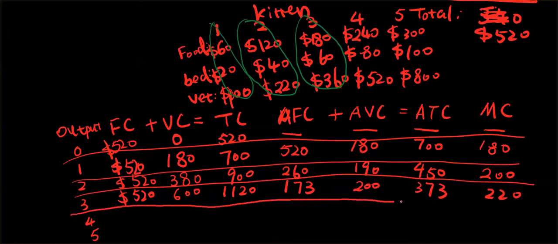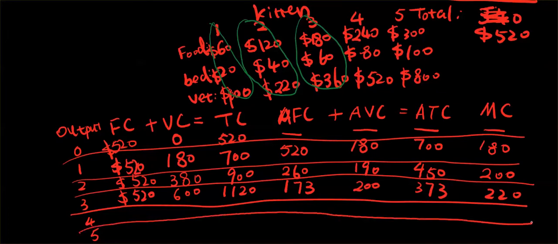How about we have 4 kittens? If we have 4 kittens, again, the fixed cost will not change. So it's still $520, and the variable cost equals 240 plus 80 plus 520. And if you have a calculator, you should get $840. So you will have $840 as your variable cost. So your total cost equals 520 plus 840, and you will get 1,360.